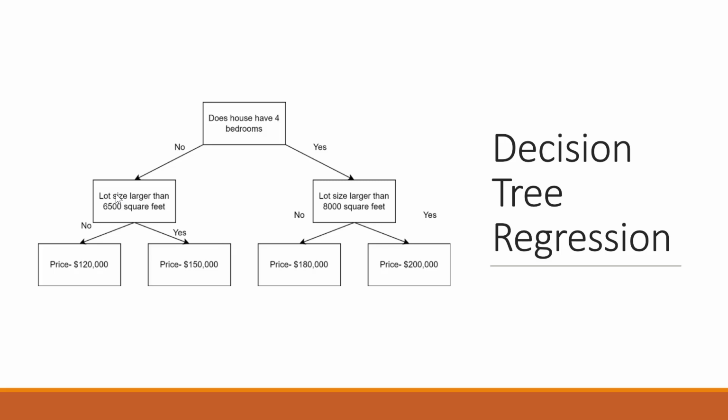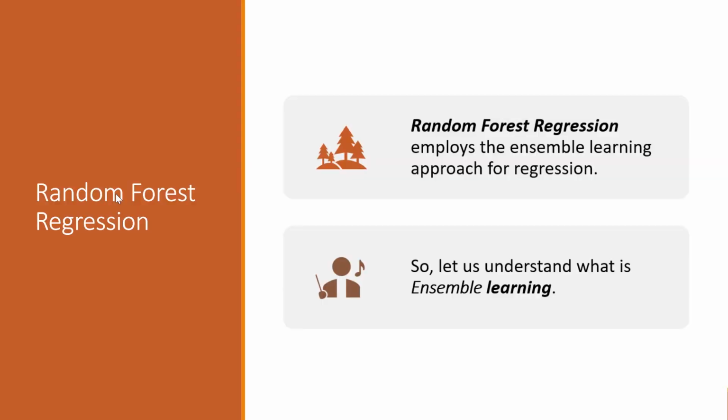So with this I hope you got an overview of decision tree regression. Let's move forward and discuss random forest regression. So basically random forest regression is a supervised machine learning algorithm which employs the ensemble learning approach for regression. Now, in order to produce predictions that are more accurate than those from a single model, the ensemble learning model integrates predictions from various machine learning algorithms.